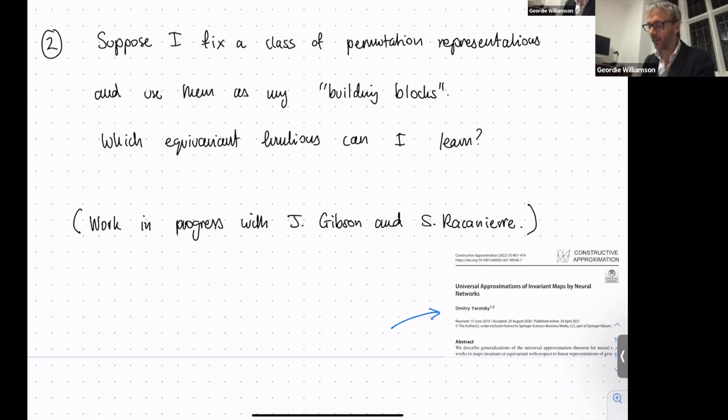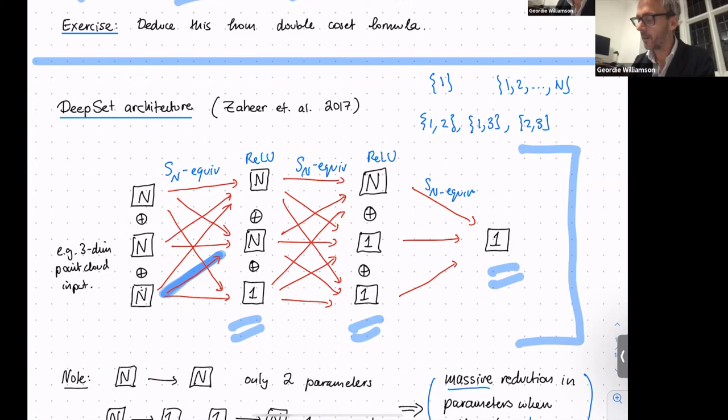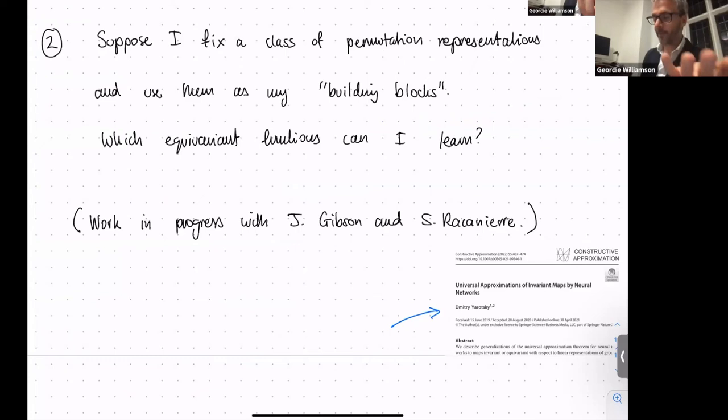So for example, in Deep Sets, back up here, I've made this arbitrary choice to only allow myself two sets. I'm allowed the set with one element, and I'm allowed the set 1, 2, up to n. And of course the symmetric group doesn't act naturally on these. But what about the set, for example, of distinct elements? This is another very interesting Sn-set, and it shows up a lot in, for example, problems in graph theory. And I'm not aware of a result which says something like: if I fix my building blocks, I can only get a certain class of equivariant functions. So this paper, if I understand it correctly, basically says that if I'm allowed any permutation representations, then I have some kind of universality.